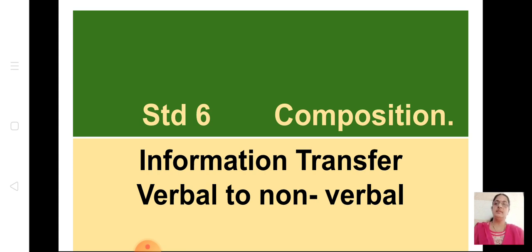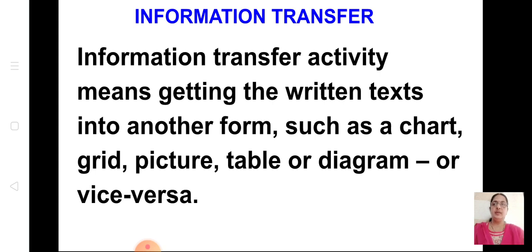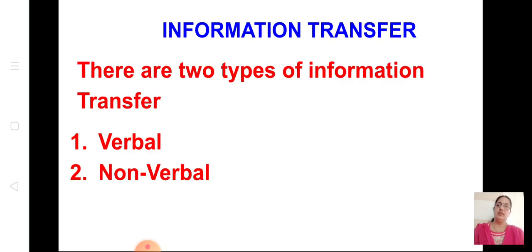Now, what is meant by information transfer? Information transfer activity means getting the written text into another form. In the exam, a small passage will be given, and you have to convert that same information into a chart, grid, picture, table, or diagram. That is called information transfer. Either a passage can be given, that is verbal, and there are two types: one is verbal, another one is non-verbal.